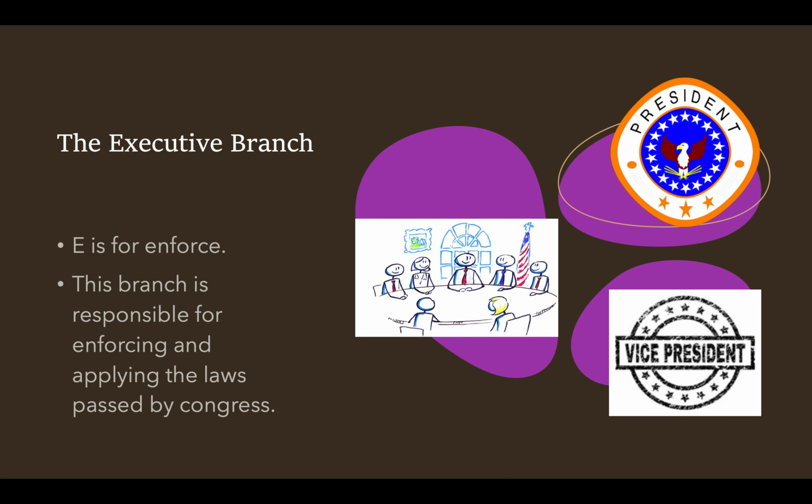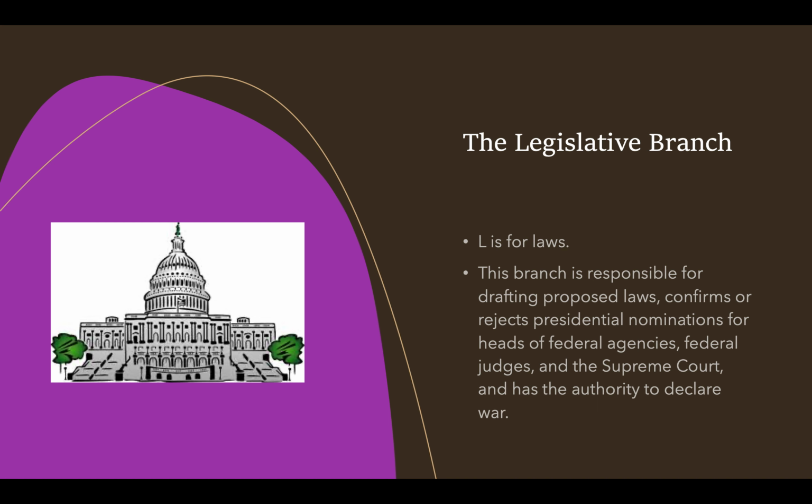Then we move on to the legislative branch. As we look at legislative branch, it starts with L. So L is for laws. This branch is responsible for drafting proposed laws, confirms or rejects presidential nominations for heads of federal agencies, federal judges, and the Supreme Court, and has the authority to declare war.